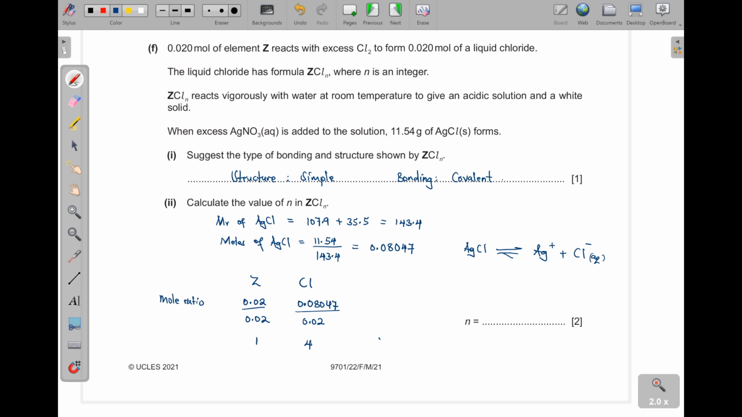So meaning we shall have zinc, not zinc. I don't know why I'm always saying zinc. So Z, then Cl, then this one will be 4. So N will be equal to 4.